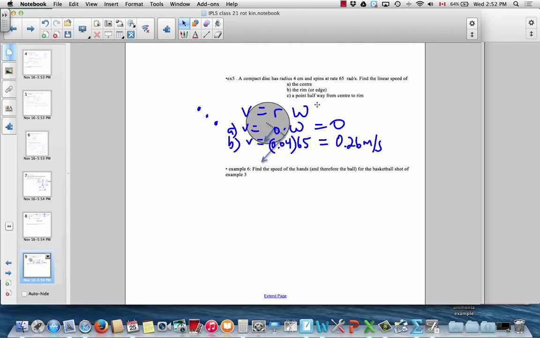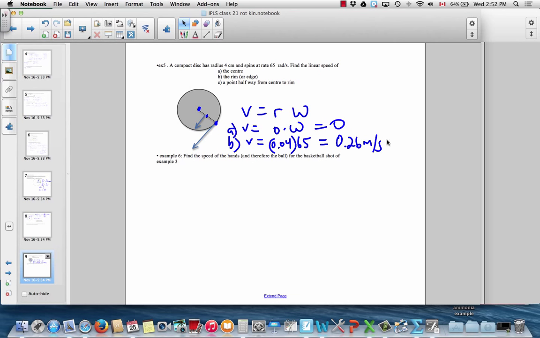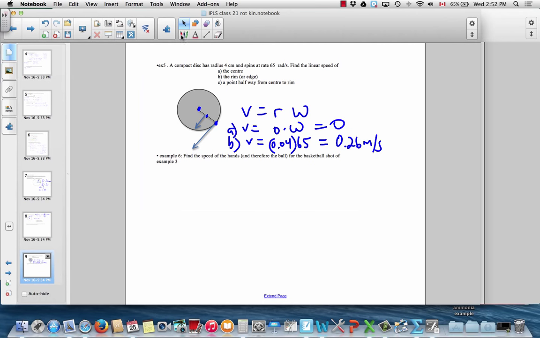And then I'm just going to drag this, give myself a little bit more room here. Okay, so I'll just do problem C over here. You'll have to just squeeze it in there. Now, with half the radius, you end up with half the speed, about 13 centimeters per second for this point here, halfway out. This example 6 relates to a demonstration. We'll do that one in class.